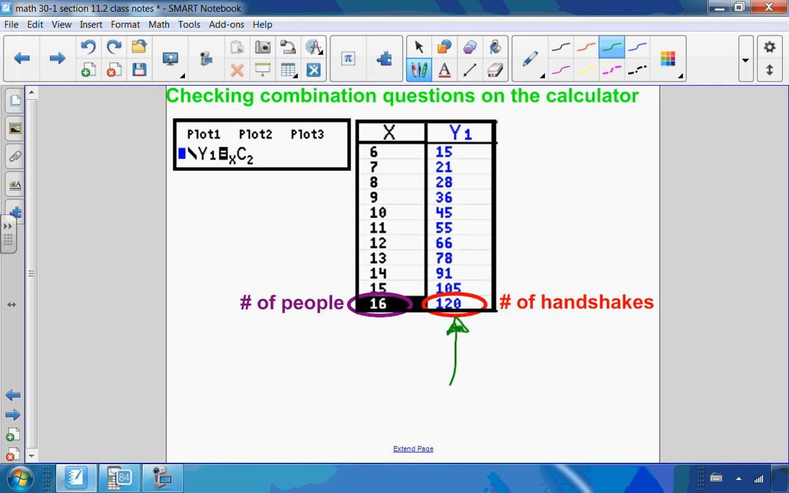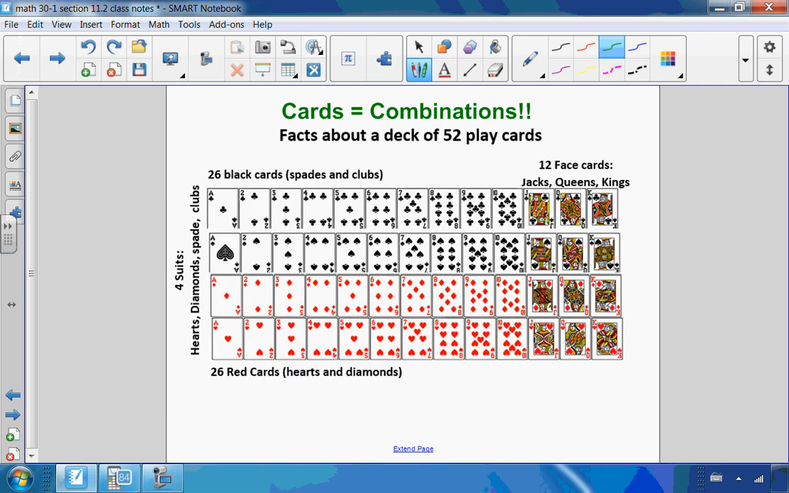Now, when we do combination questions, a lot of the time card questions come up. If you're using a card question on a diploma, all the information you need to know about cards will be given to you in the question. So don't worry about that if you're not someone that's really familiar with cards. I just want to give you a quick run through in terms of cards.